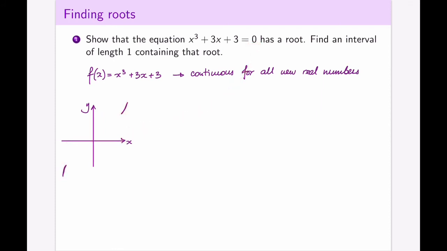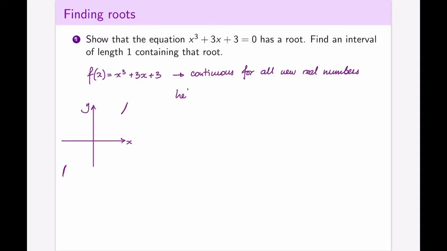So this is already enough to show that the equation actually has a root. Knowing that it starts on one side of the x-axis and ends up on the other means it has to cross somewhere in the middle. But here we're asked for something even more specific, an interval of length 1 containing that root. So what can we do here? Well, let's try to narrow down this behavior of below the x-axis and above the x-axis and see where the crossing might actually occur.